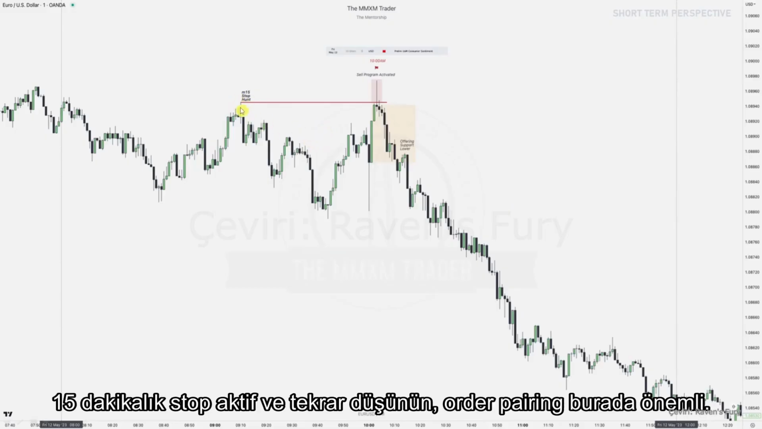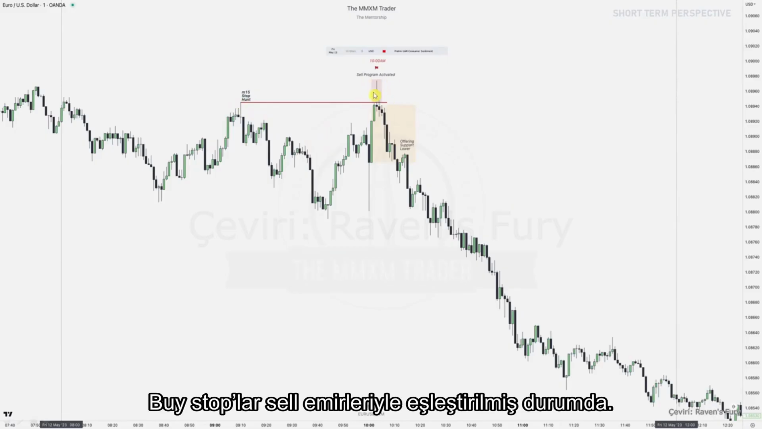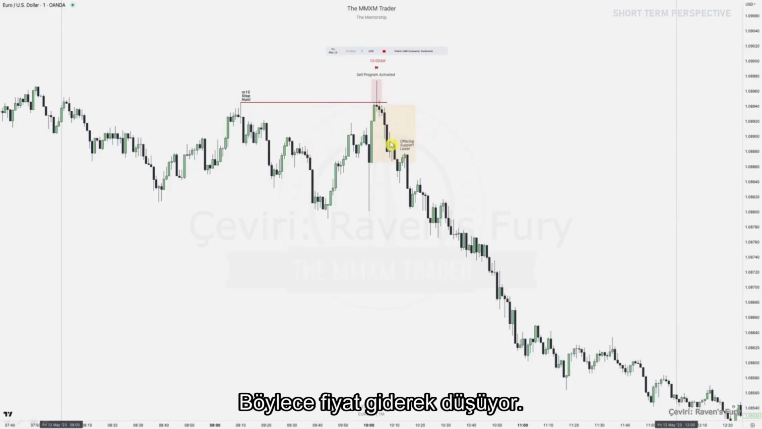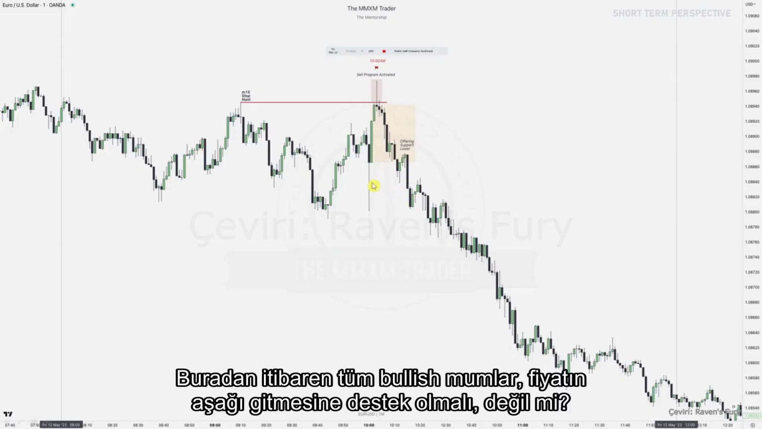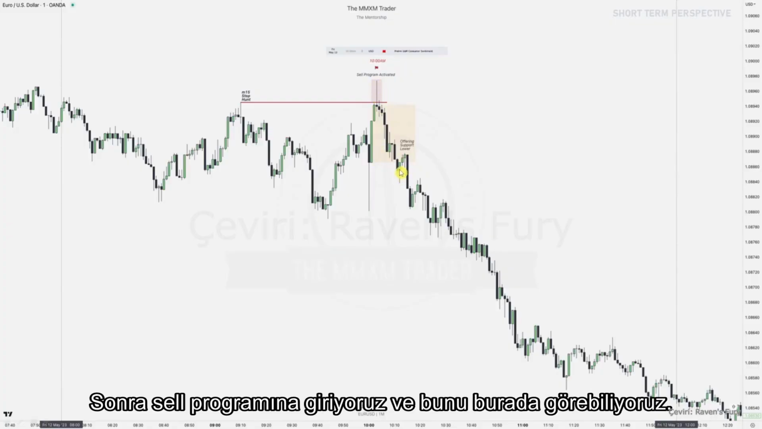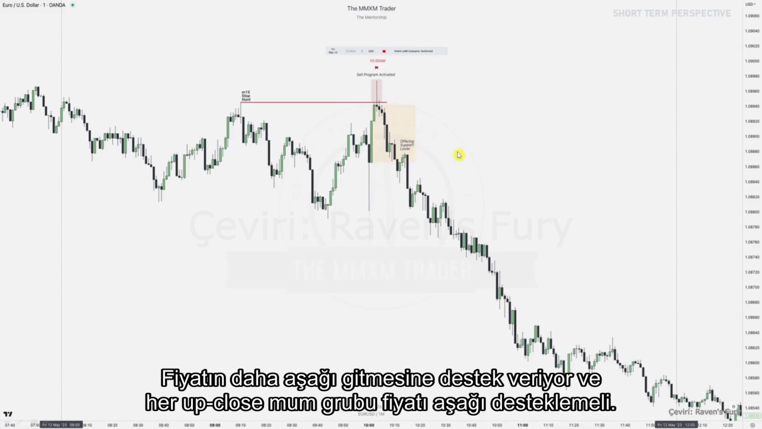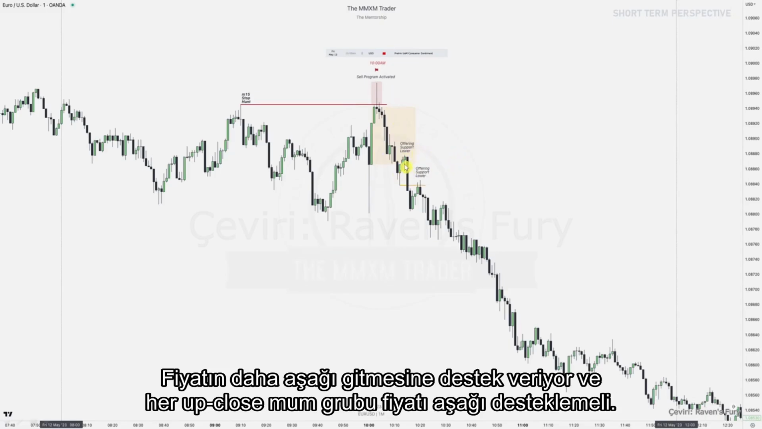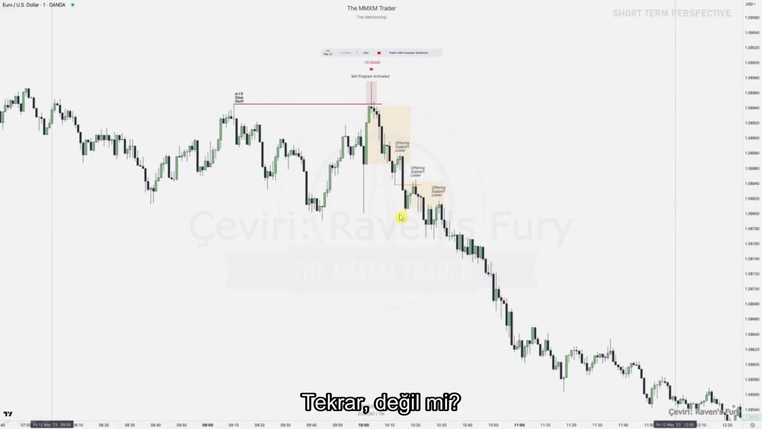We've got that 15-minute stop hunt, and again, think about order pairing, right? Their buy stops are paired up with their sell orders, so price drives lower and lower and lower. And from this point out, we want to see all bullish candles being support for lower prices, right? We got that bearish order block formed after we ran liquidity, and then we're going into a sell program, and we can see that over here. It's offering support lower, and then every set of up close candles should be supporting price lower. You can see it here over again, right?